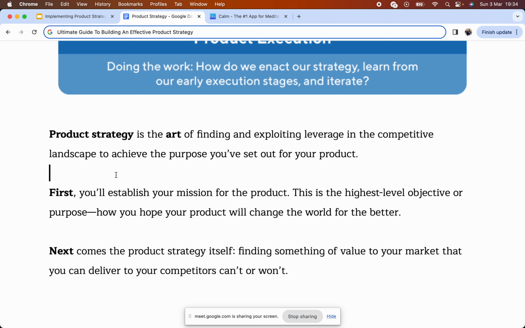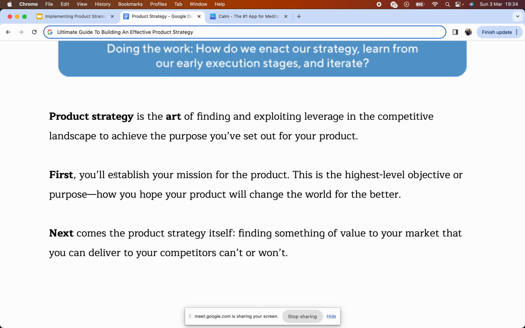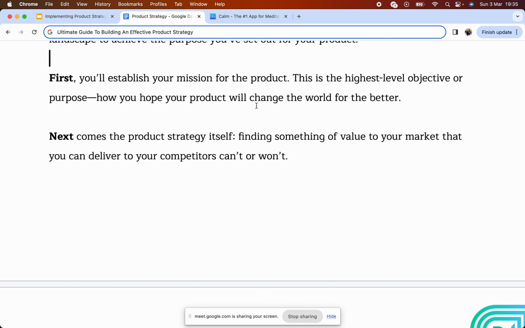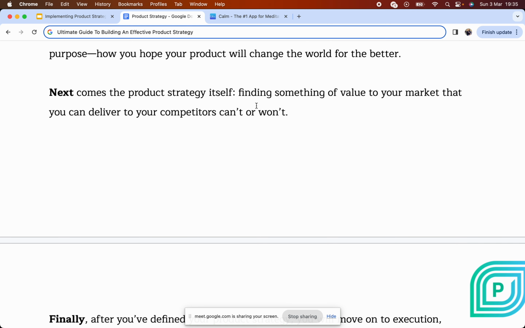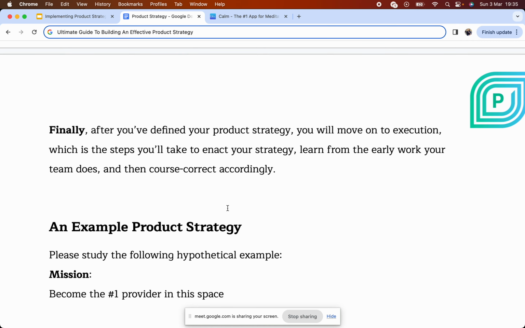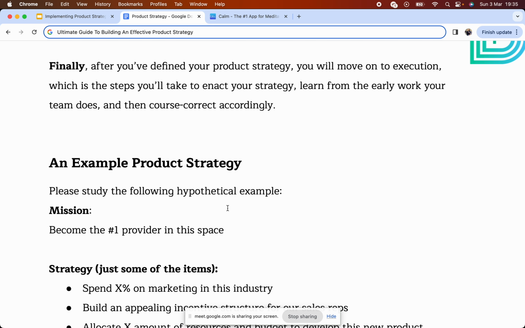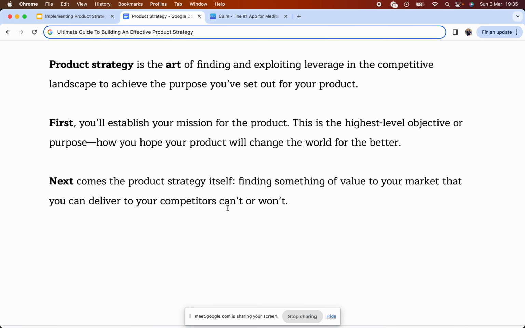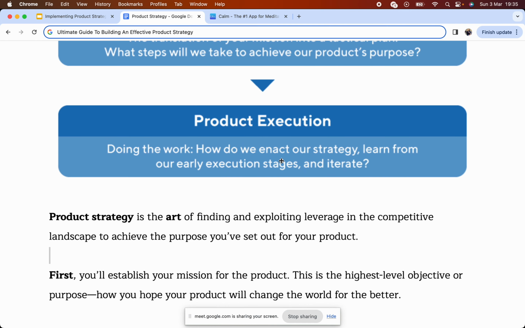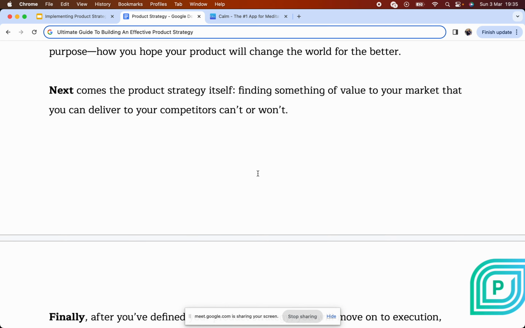So product strategy, again, it's an art, and you do it to take advantage of competitive offerings in the market. As I said earlier, you establish a mission for your product, and then you move on to the product strategy itself to find out how you can add value to the market. And ultimately it's something that goes downwards: product mission, product strategy, and execution. The execution is getting things done.